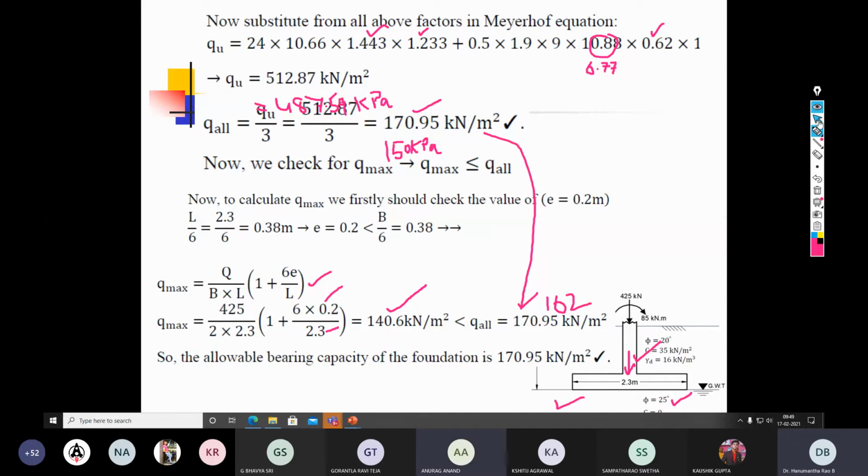Sir, if the column is given in such a way that the moment is acting along the least dimension, then we have to take the least dimension. Here it is not stated which dimension it is, only 425 is given. See, here the moment is acting in the direction of the 2.3 meter.